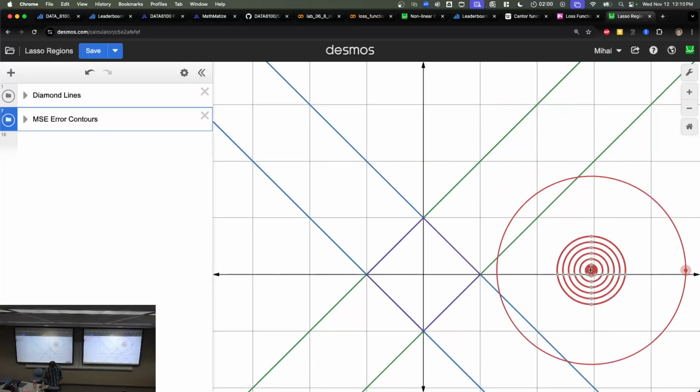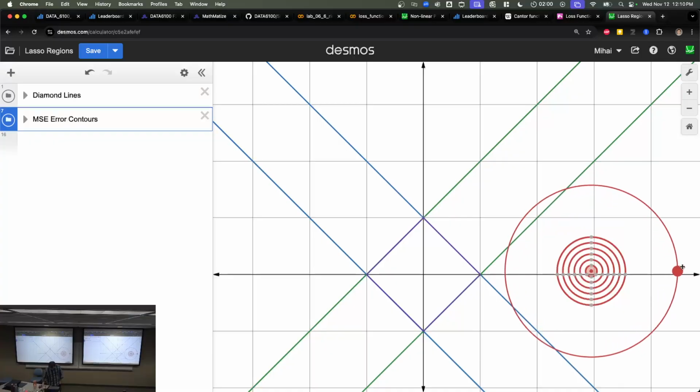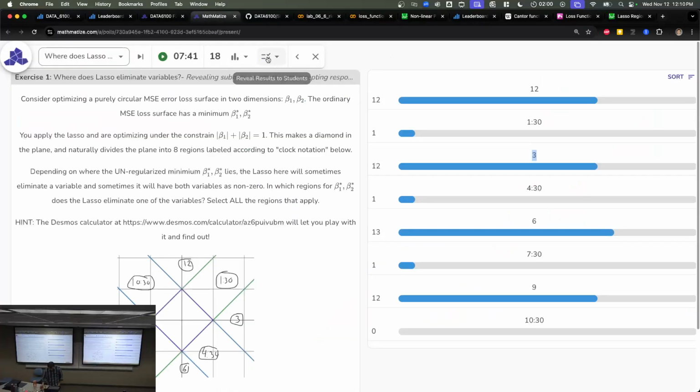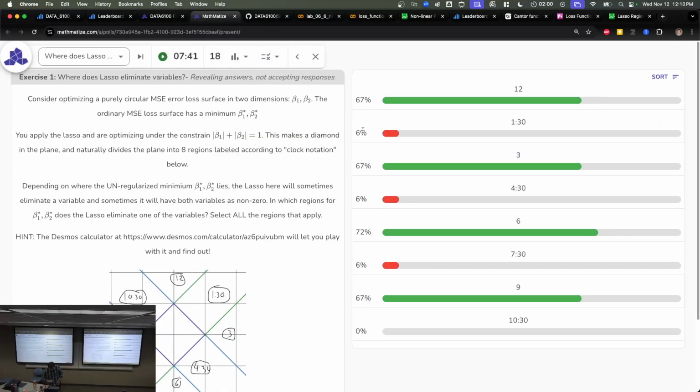And following the pattern, 3 o'clock is going to be symmetric with 12 o'clock. If you're in the 3 o'clock region, then it also will work. The minimum happens at the corner, and you eliminate a variable because that is right on the axis. So you guys got it right. Most people got it right. Let's reveal the correct answers. Very nicely done if you figured out this pattern.